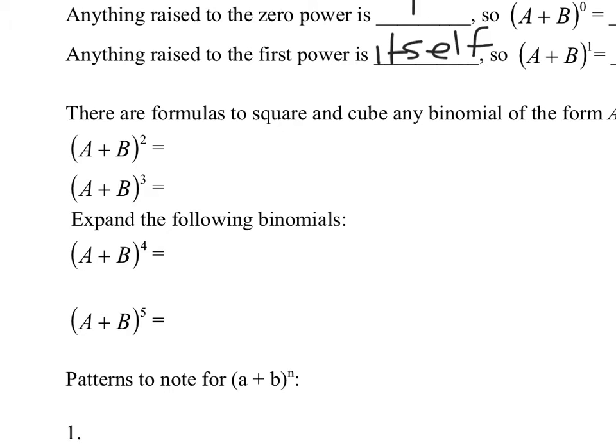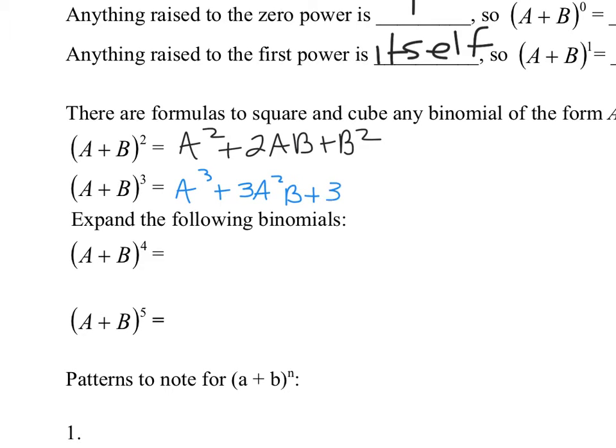certain binomial multiplication. When I raise it to the second power, I should get a squared plus 2ab plus b squared. And when I raise it to the third power, I should get a cubed plus 3a squared b plus 3ab squared plus b cubed.